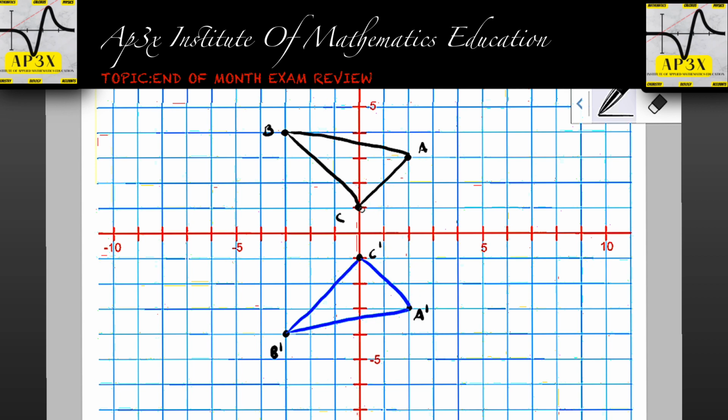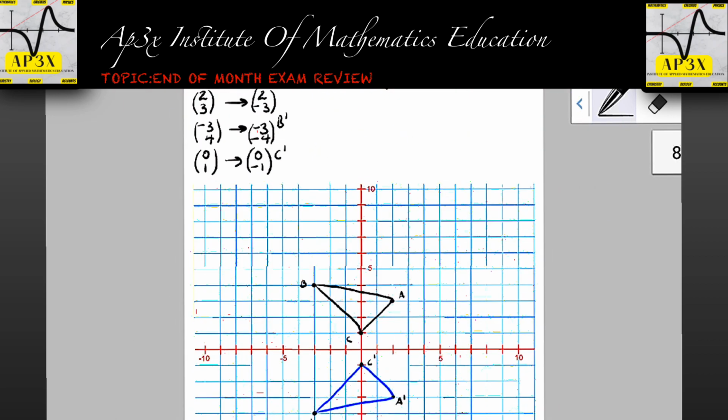Same thing here for C. C is 1 unit above, 1 unit below. And notice that B is in fact 4 units above, so B prime is going to be 4 units below. Then we could connect them and form the same shape. Alright, so if you know what you're doing, then that is no problem.